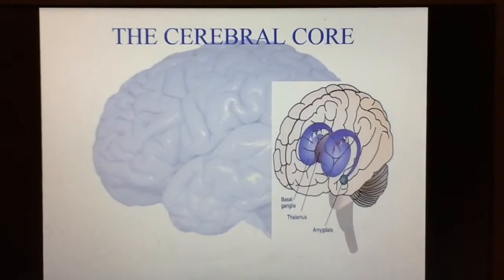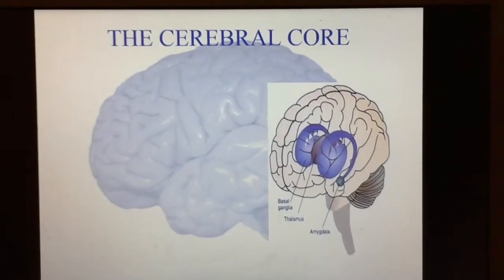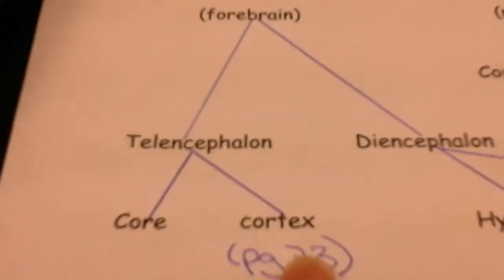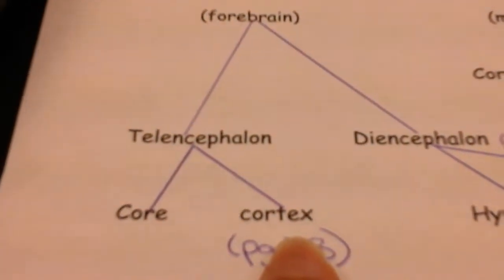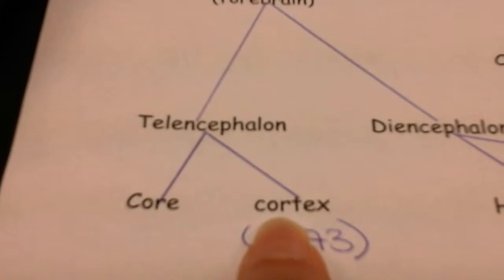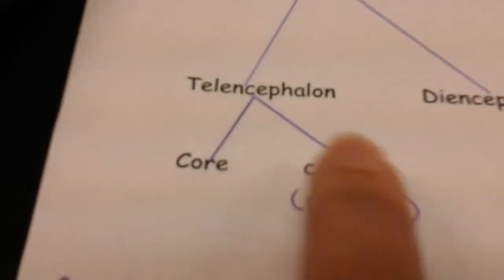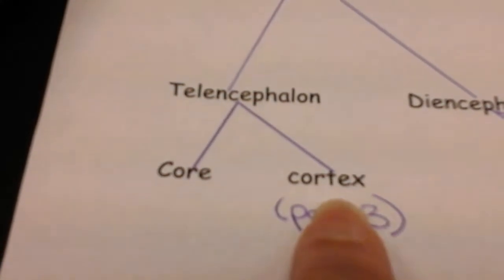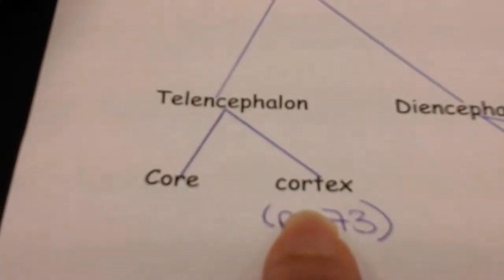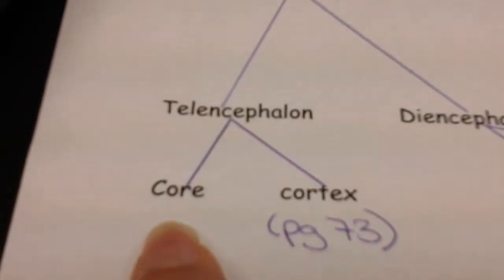Now, you then have this thing called the cerebral core. And the core is going to be this part here. Remember, the cortex makes up most of the outside of your brain. And the cortex are going to be your lobes. The core, like the core of the apple, is going to be buried inside. So the cortex is going to be mostly gray matter, because if the brain gets damaged, this is the part of the brain that's going to get damaged. The core is going to be white matter.